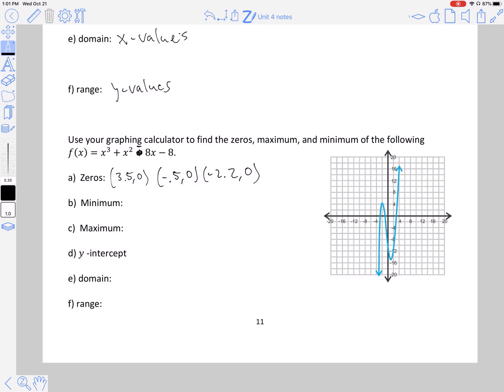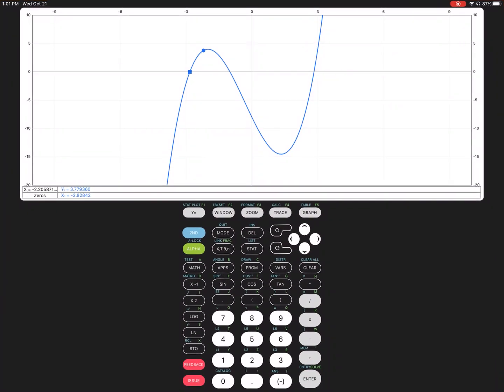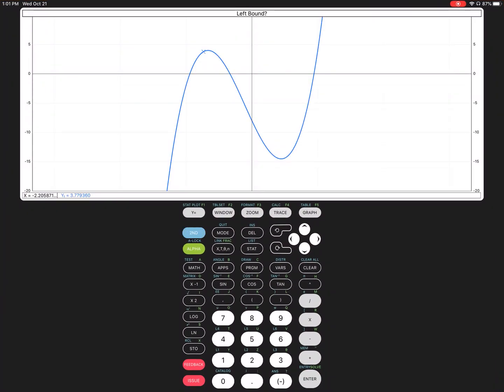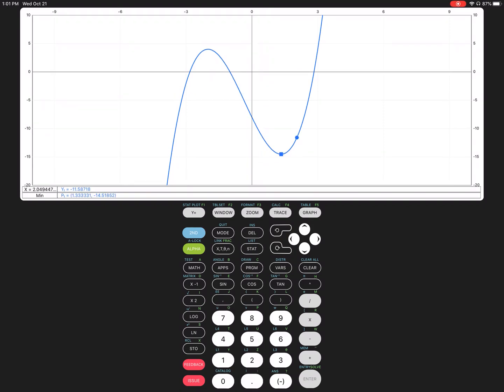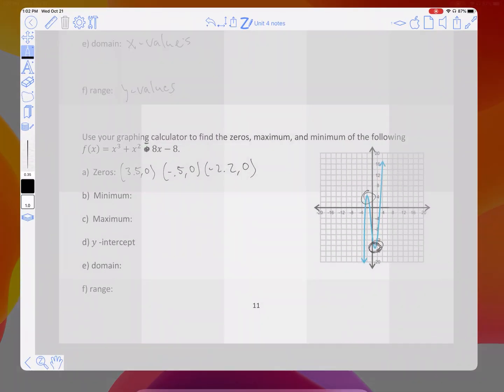Okay, so minimum. We're going to look right there. Where does this drop down? What's that point? Okay, we're also going to find the maximum while we're at it. So we go to our calculator, second trace, minimum. And up at the top it says left bound, boom, right bound, boom. It says my minimum is at. Now you notice it's going to tell you the y value this time. So it says the minimum is at 2.04 and the y value is -11.5, right? 2.04.